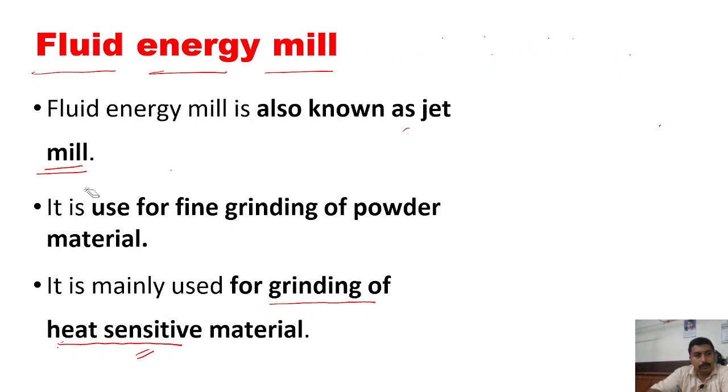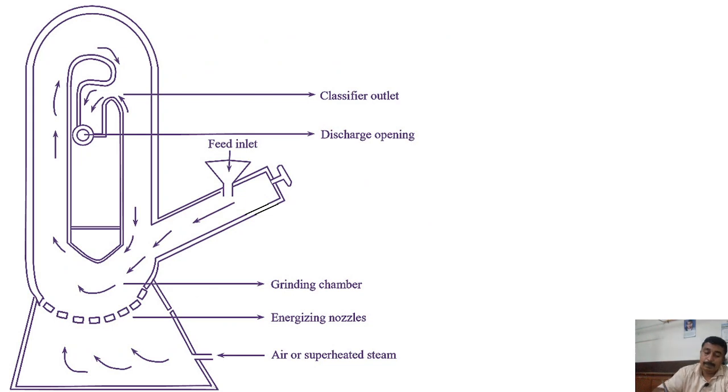So these two other terms also you have to remember. As it is used for fine grinding, it generates particles of very fine size range. That's why this is also known as micronizer, and it is suitable to get powder particles with a very fine size range. Next, come to the principle.